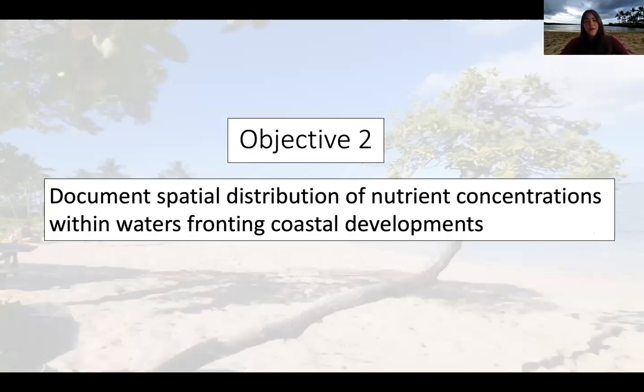So my second objective was to document the spatial distribution of these nutrients, looking at onshore, offshore, surface, and benthic. Previous studies have really focused on the shoreline of SGD and some surface, but few have focused on the benthos around coral reefs. And this study really incorporated long-term salinity and water data for looking at SGD and nutrients.